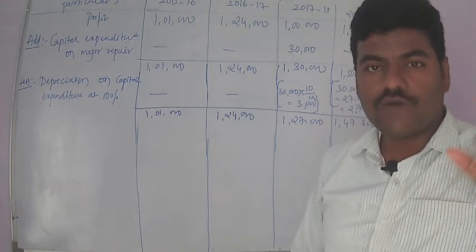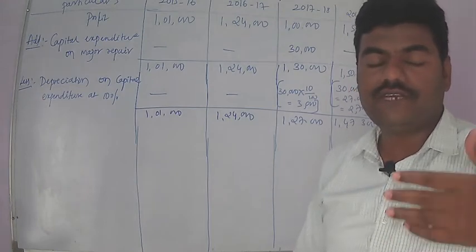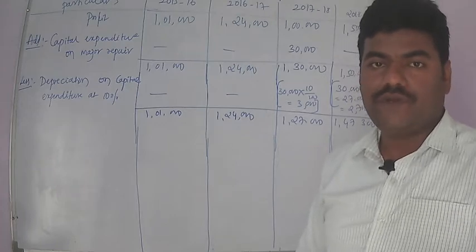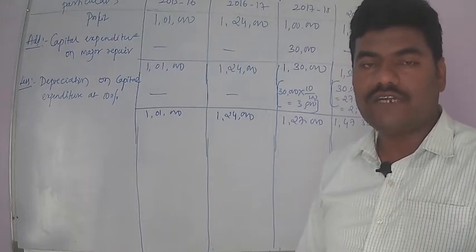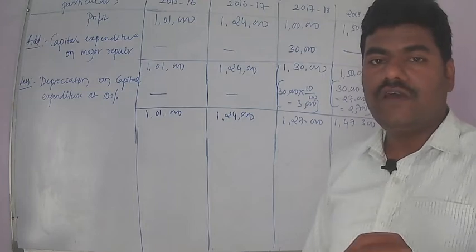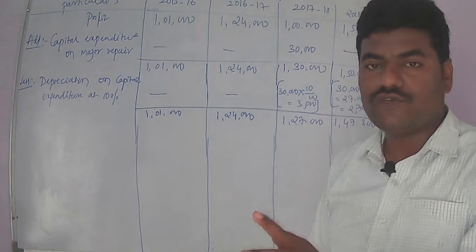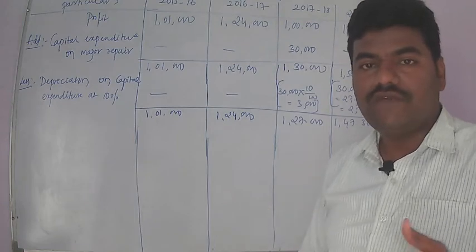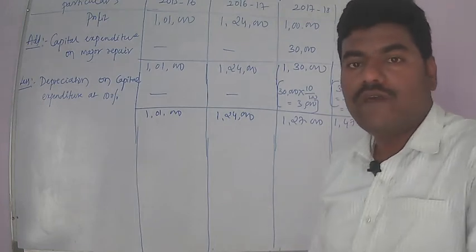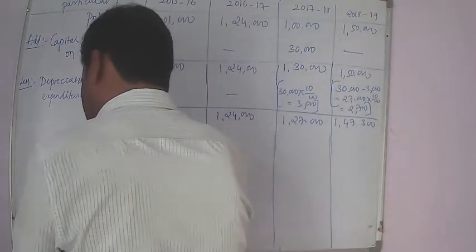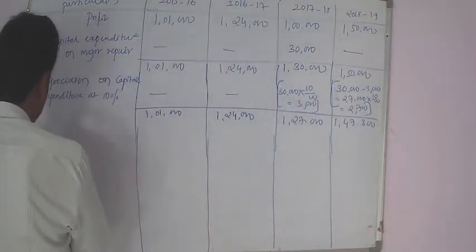Whatever value they have shown more has to be reduced back. To have that impact, we have to less the overvaluation of closing stock. Then we have to add the overvaluation of opening stock by 12,000. Let us solve this one. Less overvaluation of opening stock.